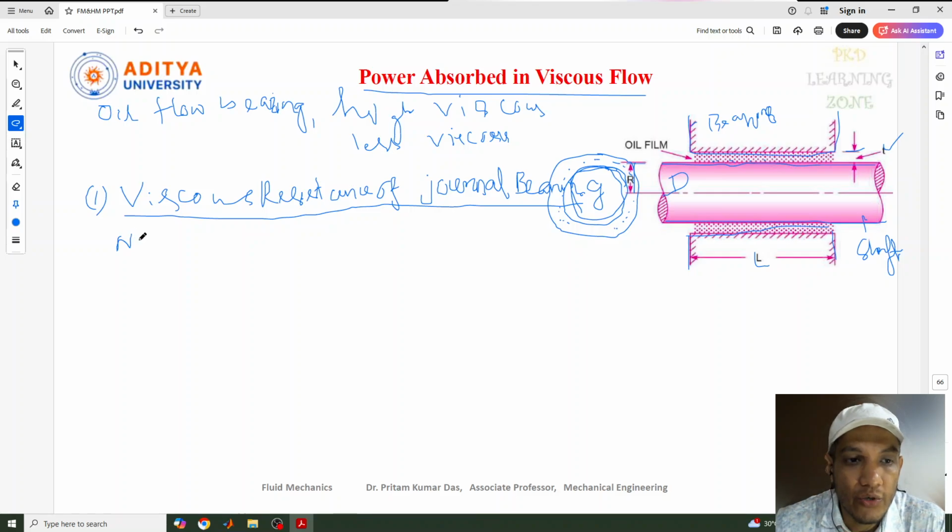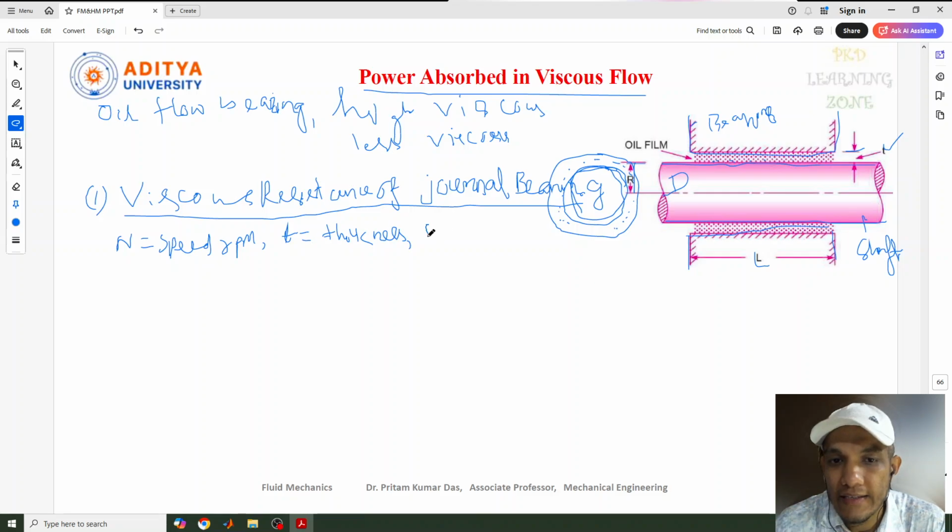Now when this journal bearing is going to rotate, N is the speed of the shaft in RPM. I hope you know this terminology, speed in RPM. T is the thickness of the oil film, and L is the length of the shaft, or rather the oil film. The shaft is long, but only the oil film length matters, so we have taken this length: the length of the oil film.